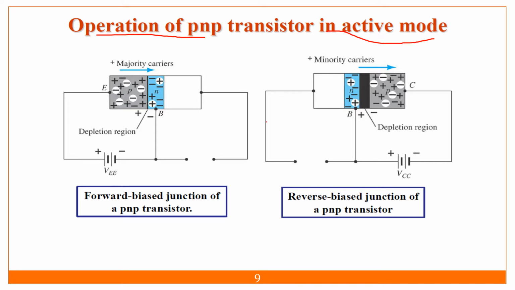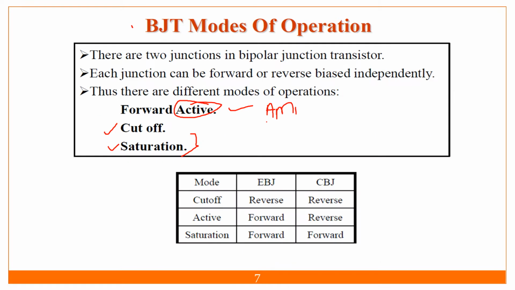In the active region, if you remember this table, the emitter to base junction is forward biased and the collector to base junction is reverse biased. Okay, reverse biased, this you have to remember.